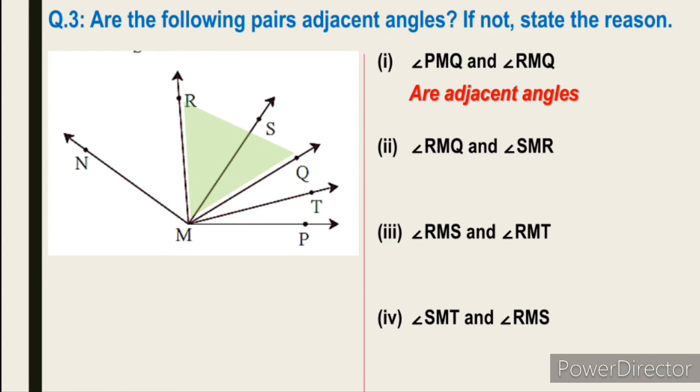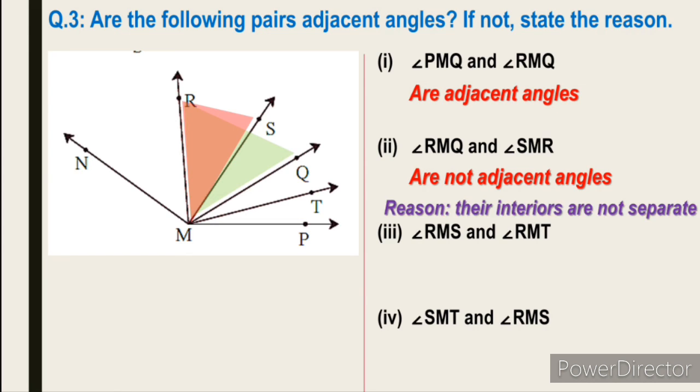I hope you understood. Now, second one, angle RMQ. Can you see green color marking for angle RMQ? Yes. And angle SMR. So, red color marking is for angle SMR. You can see they are not sharing a same arm. Neither are their interiors separate. It is overlapping. For this reason, they are not adjacent angles. We have to write the reason why they are not adjacent angles. So the reason is their interiors are not separate. They have same overlapping interior. For this reason, this pair is not adjacent.